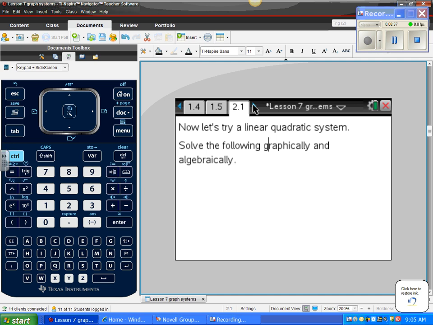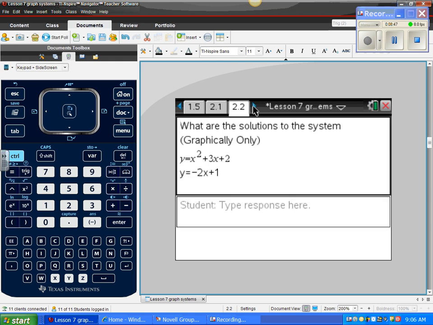Okay, so let's try a linear quadratic system. What's a quadratic? Parabola. It's got an x squared. All right, so we're going to try it graphically to start. The reason is that a lot of times with quadratic linear systems, you're not going to get pretty solutions. We haven't learned the quadratic formula yet, which we're going to learn probably in a couple of weeks. When we learn the quadratic formula, then you'll be able to solve any quadratic. But for now, we're going to stick with graphically.